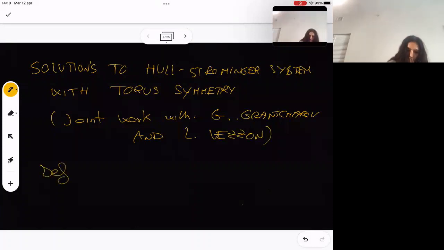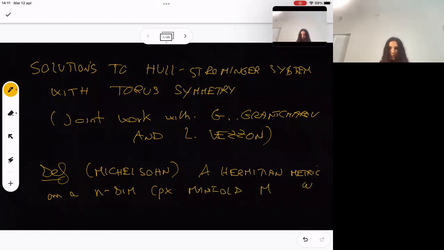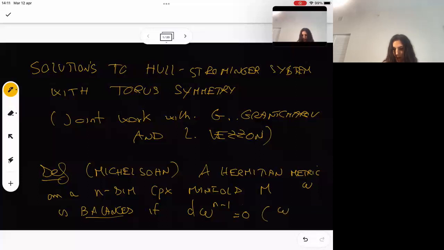Let's recall the definition due to Michelsohn of a balanced metric. Let's take a Hermitian metric on an n-dimensional complex manifold M, and I will use omega for a Hermitian metric. I will identify the metric with the associated fundamental form, and we'll say that it is balanced if the (n minus one)-th wedge power of omega is closed. That means essentially that omega is co-closed.